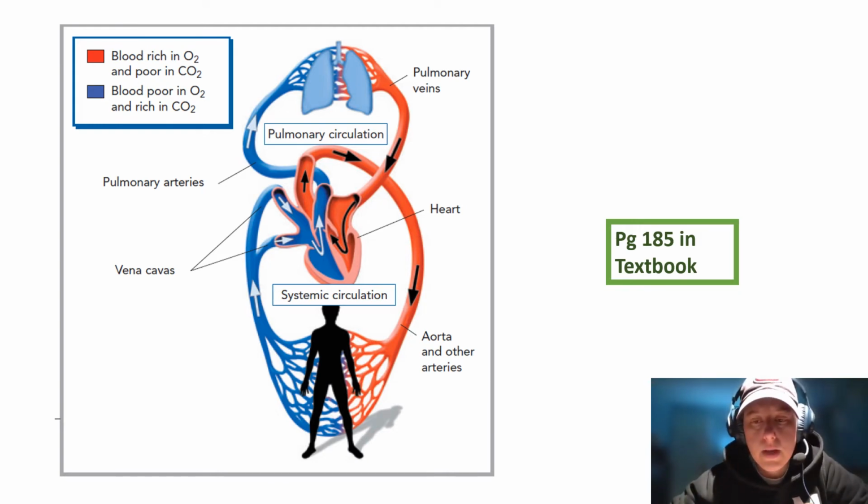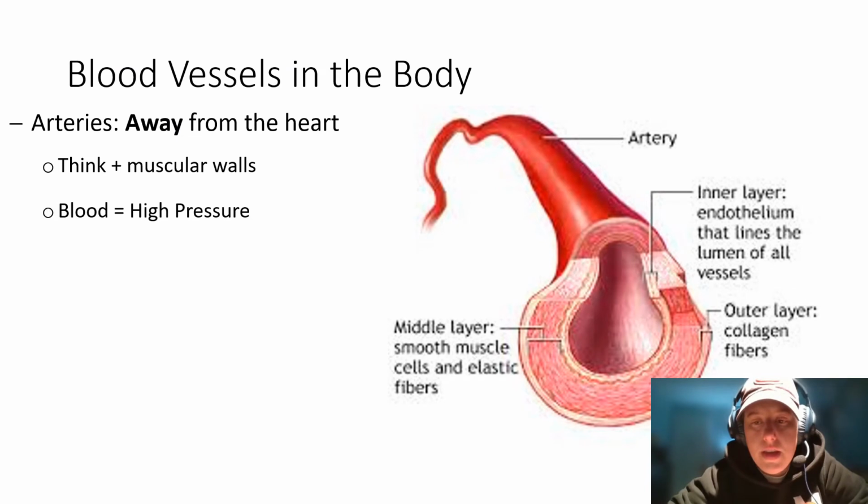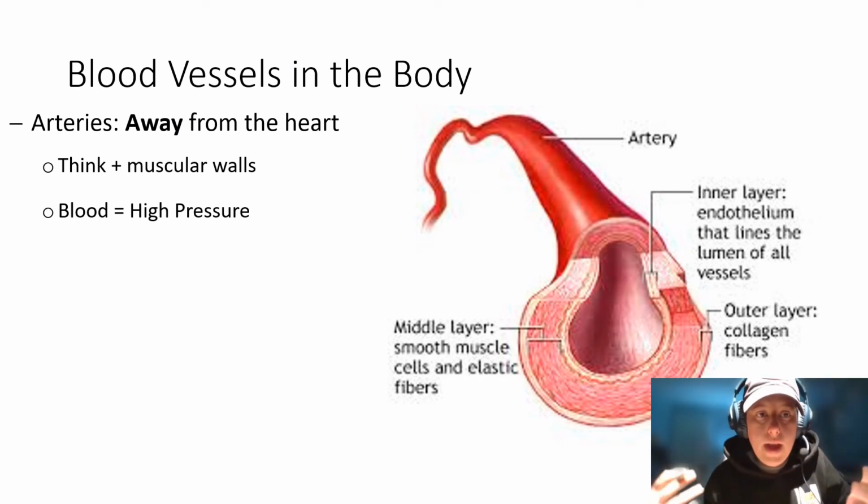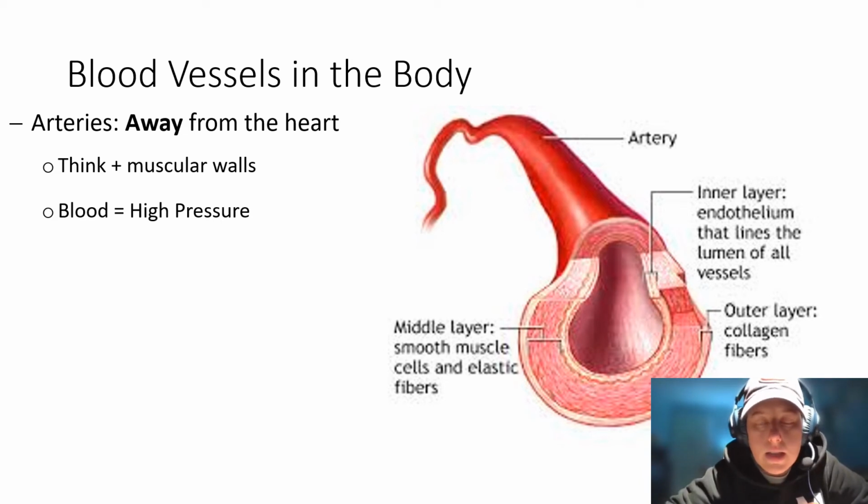Now what we're going to be looking at is the three types of blood vessels that we have in our body and their key functions. So our first key blood vessel are arteries, and arteries bring blood away from the heart. A key distinguishing feature about arteries is that they have very thick and muscular walls because they have to be able to withstand very, very high blood pressure.